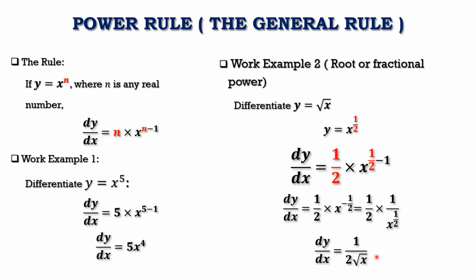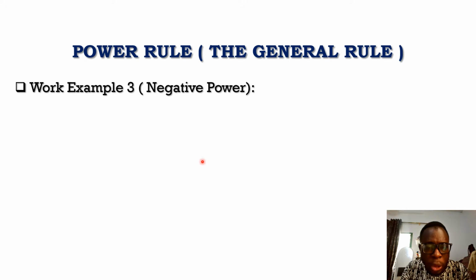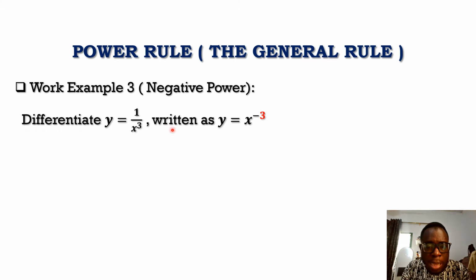So this expression becomes dy dx equal to 1 divided by 2 square root of x. Now let's proceed to example 3 for the power rule, that's the general rule. This time we are interested in the negative power. So we have to differentiate y equal to 1 divided by x with the power 3, which in indices can also be written as y equal to x with the power negative 3.